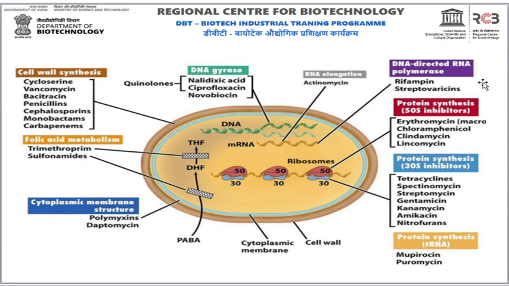Next are erythromycin, chloramphenicol, clindamycin, and lincomycin. They inhibit the translation process, and all four antibiotics inhibit the process by attaching to the 50S subunit of the ribosome.